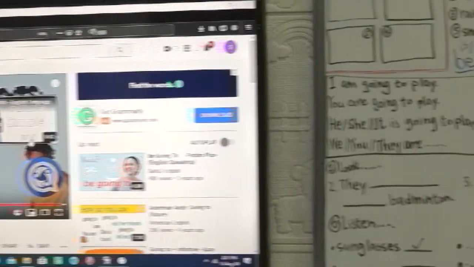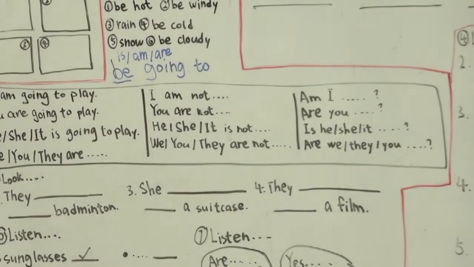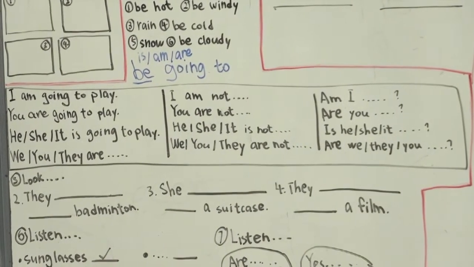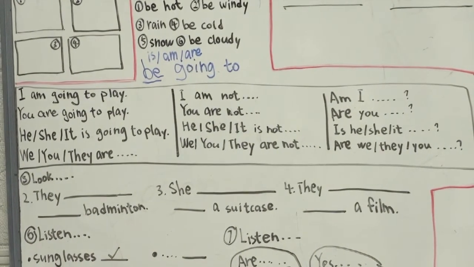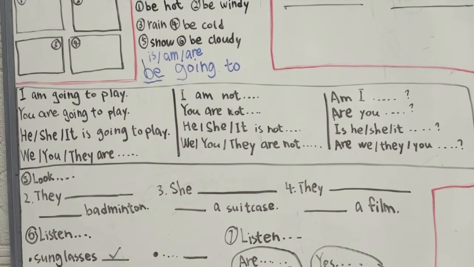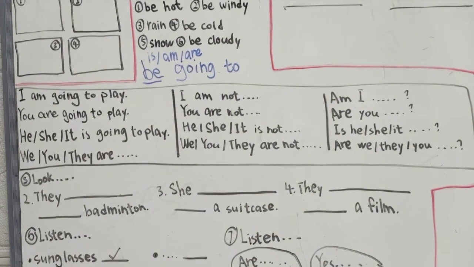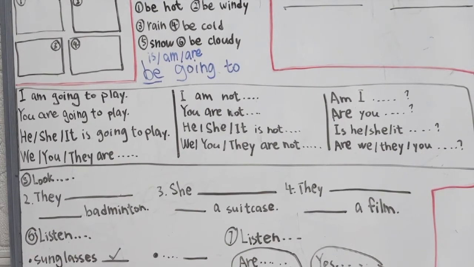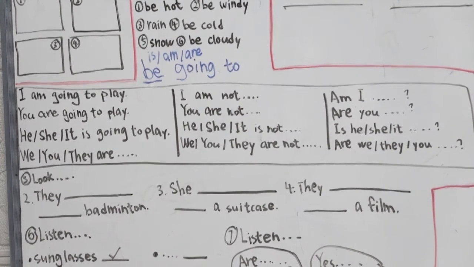So we use be going to in many situations. One of them is, let's say, when we talk about a fixed future event. For example, I am going to watch a movie coming Sunday. Coming Sunday is a fixed event, right? So that's why we use going to. Okay, let's have a look at the rules. How do we form it?